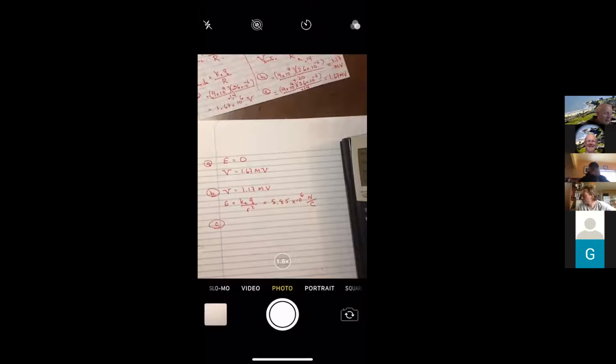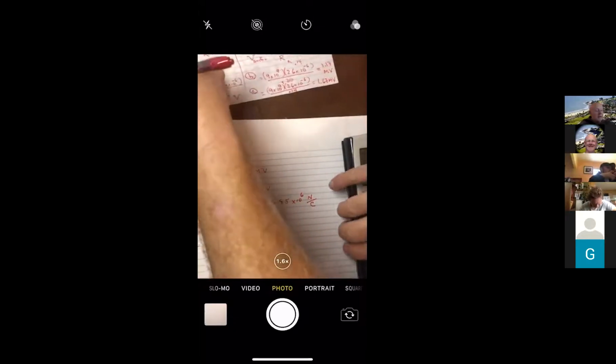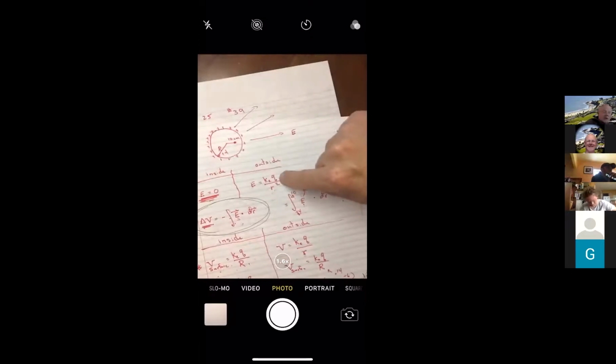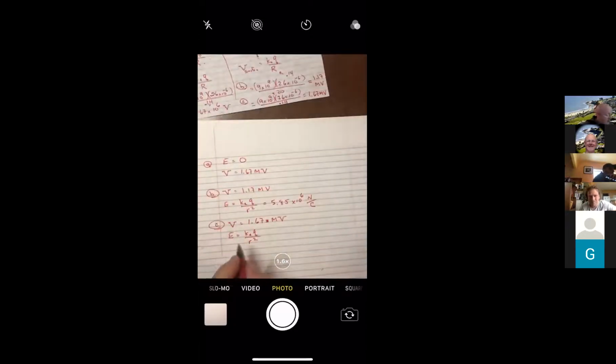And to answer part C, which was right on the surface, the potential, which I did comment was the same as inside. And so that's 1.67 million volts. And the field on the outside, I didn't actually do. It would be, again, this equation here. Okay, so it'd be this one.